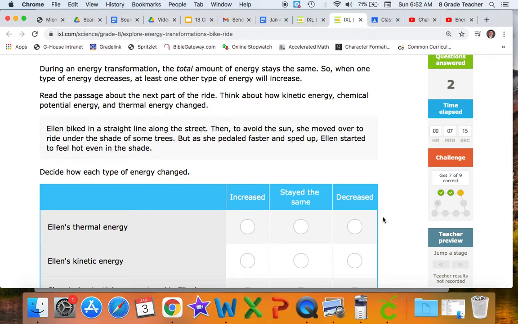Read the passage about the next part of the ride. Think about how kinetic energy, chemical potential energy, and thermal energy changed. So again, we read the scenario. Ellen biked in a straight line along the street. Then, to avoid the sun, she moved over to ride under the shade of some trees. But as she pedaled faster and sped up, Ellen started to feel hot even in the shade. Decide how each type of energy changed.